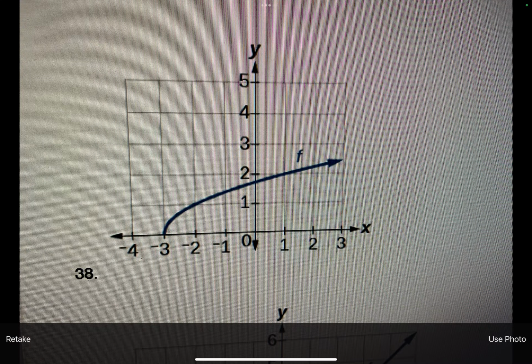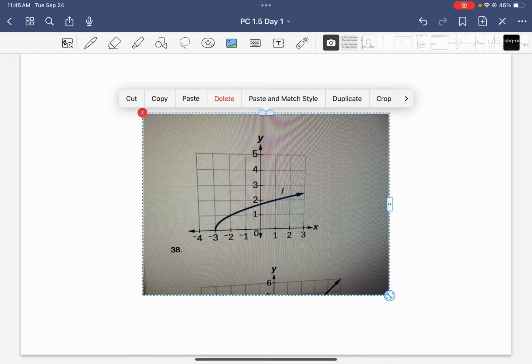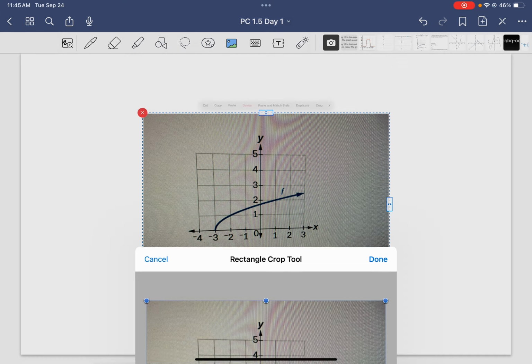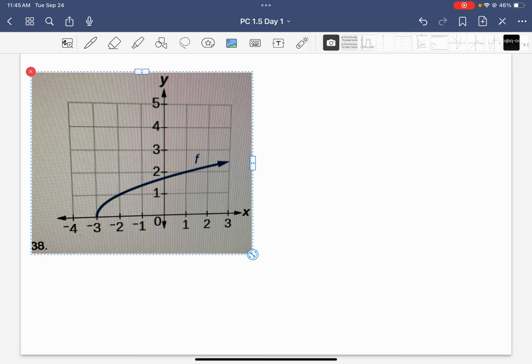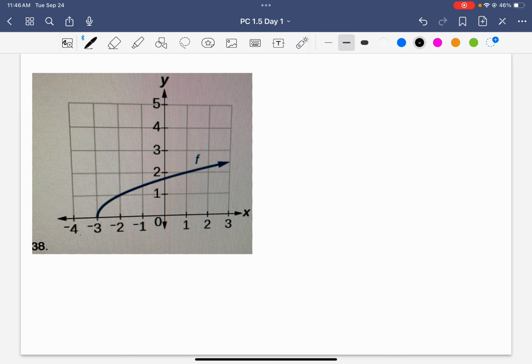38, use photo. Let's see what 38 has got to tell us. Well, it's the same sort of deal. What is the parent function? Because I have it memorized, I can see that the parent is the square root of x, because I've got 0, 0, 1, 1, and then 1, 2, 3, 4 goes up to 1, 2. So yeah, that looks like the square root of x to me.